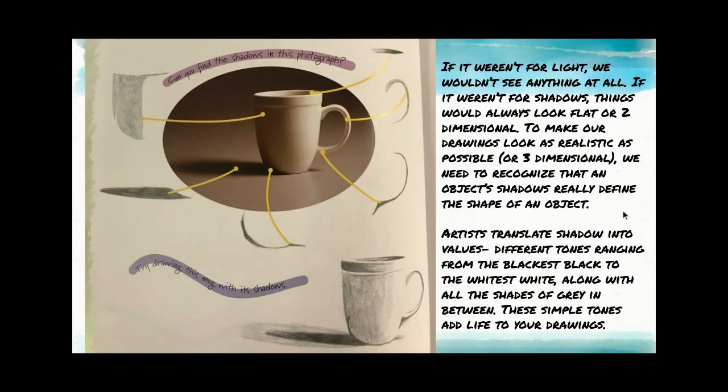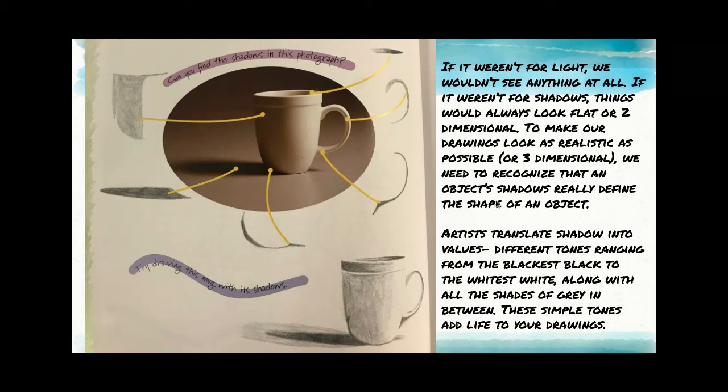So, if it weren't for light, we wouldn't see anything at all, right? If it weren't for shadows, things would always look flat or two-dimensional. To make our drawings look as realistic as possible or three-dimensional, we need to recognize that an object's shadows really define the shape of an object. Artists translate shadow into values, different tones ranging from the blackest black to the whitest white, along with all the shades of gray in between. These simple tones add life to your drawings.